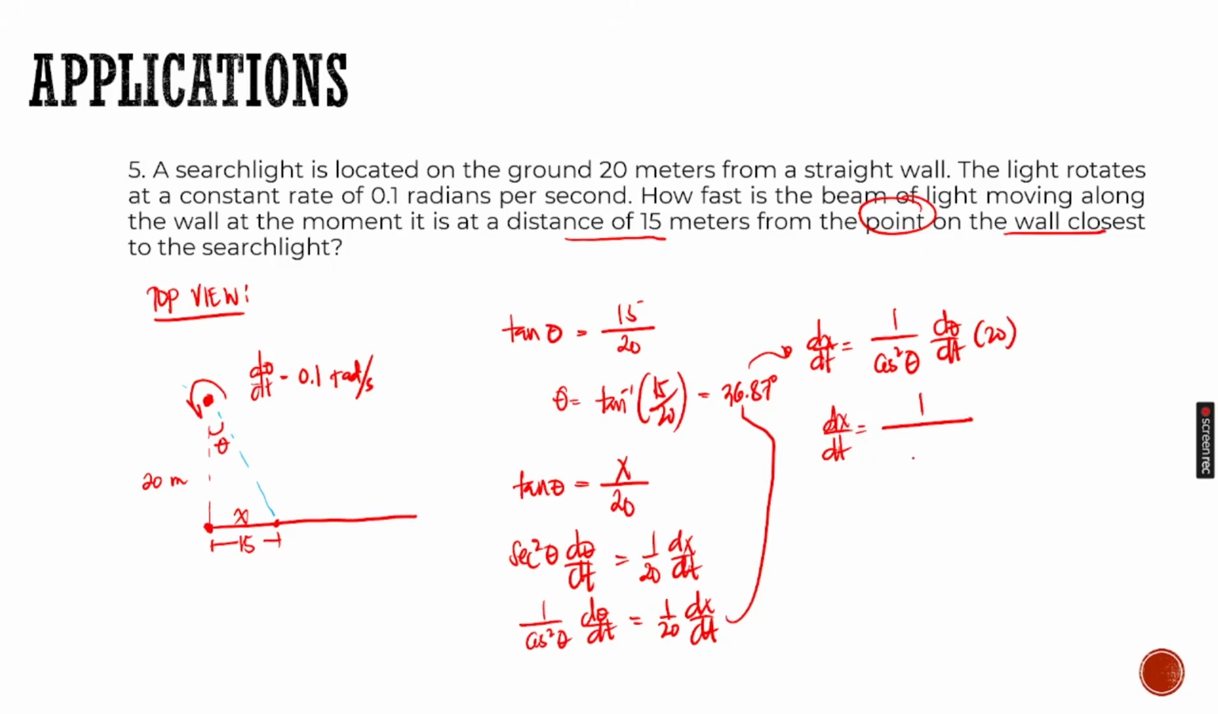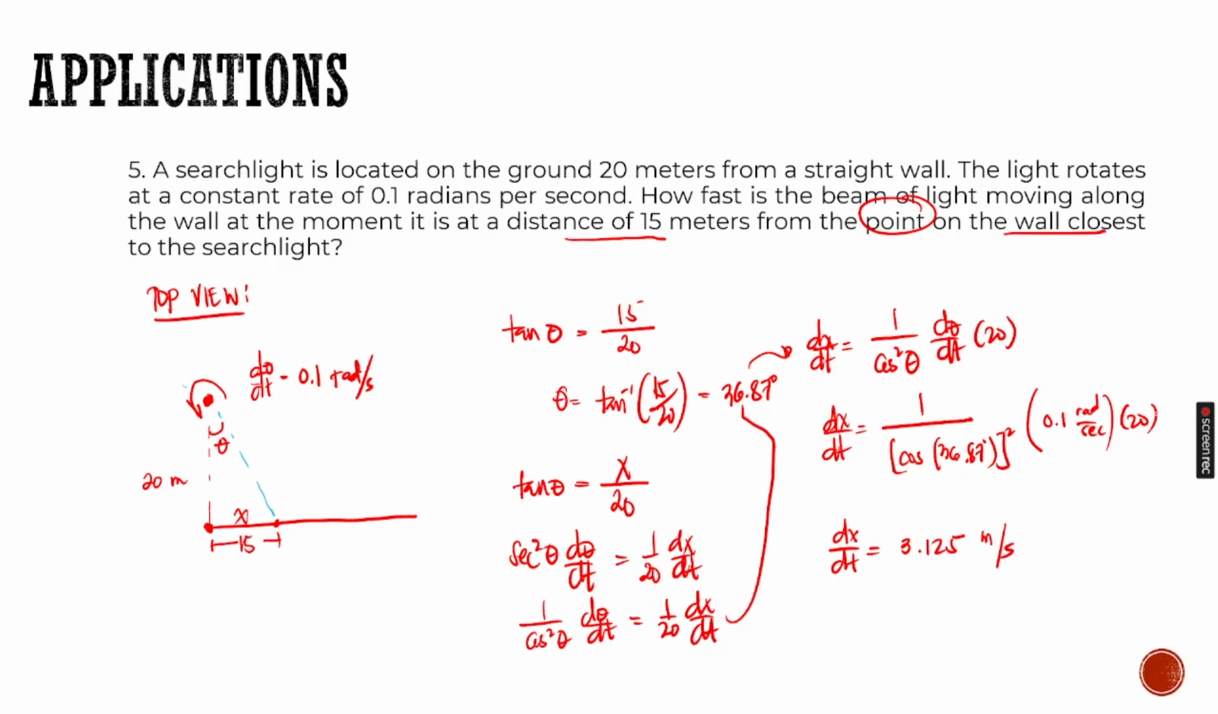Yung cosine squared theta, that is cosine yung nakuha natin ng angle, 36.87 degrees. So, yan, squared natin to. Okay? And then, d theta, that is 0.1 radians per second. Okay? And then, 20. If you will calculate this using your calculator, this is about 3.125 meters per second.